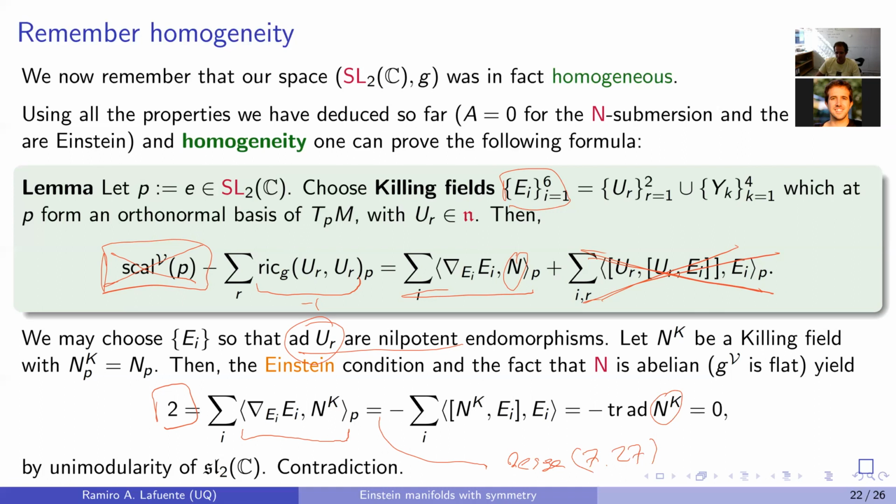So we get a contradiction, right? Because we get something positive on the left-hand side. And this essentially concludes the proof, indicating that M is SL2C.